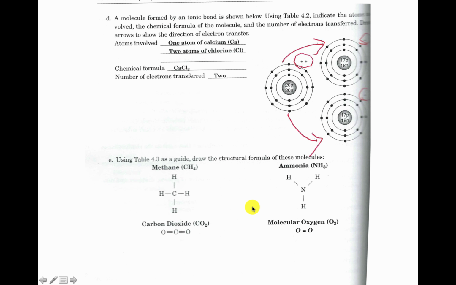Okay, this is the second page. And it's CaCl2, calcium chloride. You can see the direction the electrons went. Calcium is positively charged because that means it lost its outer shell. It lost 2 electrons, and it gave them to chlorine. It gave 1 to one chlorine, 1 to the other.